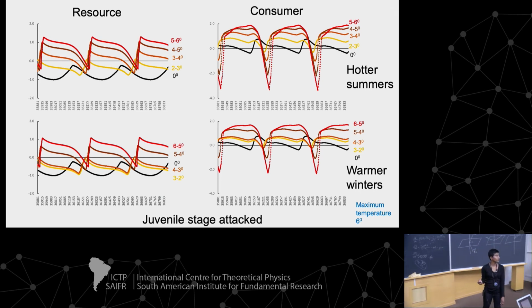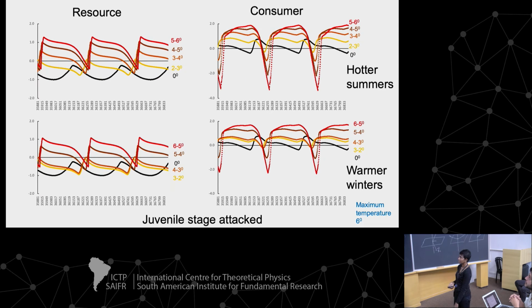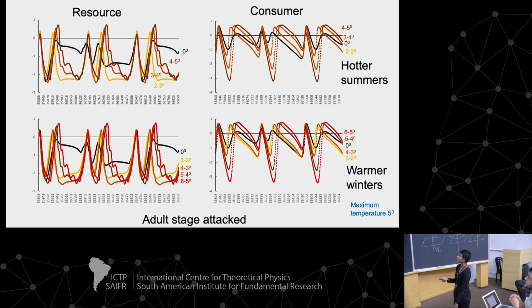Then, if you look at now the consumer attacking the adult stage, exact same thing, exact same scenario, exact same latitude, but now the only difference is the consumer is attacking the adult stage. And now you see much greater fluctuations than you saw when the juvenile stage is attacked. So you want to ask why?